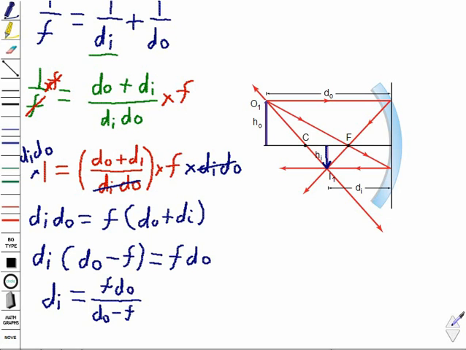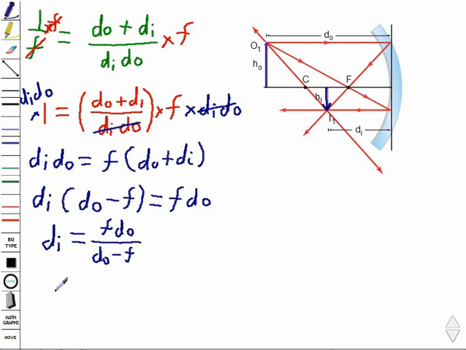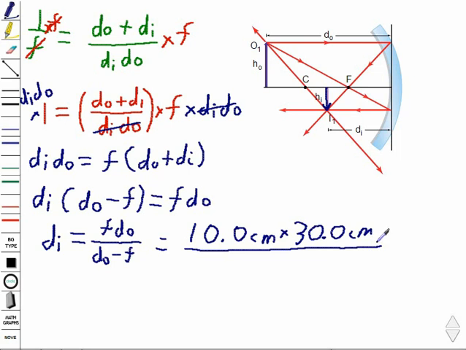So if you look in the sample problem, that's the form of the formula you see that we're going to use. So now let's plug in that information. 10 centimeters is my focal length. And as always, use your units. And I'm going to multiply that times the distance to my object, which was 30 centimeters. And then I divide it by my distance to my object, 30 centimeters, minus my focal point, 10 centimeters.